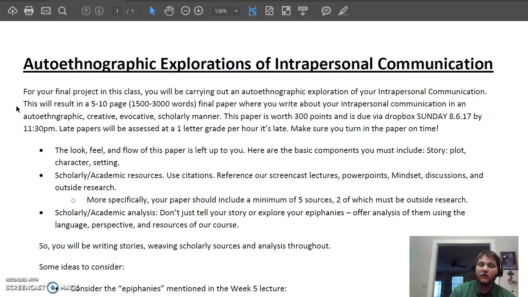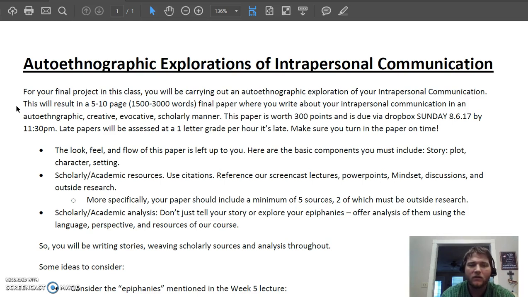In fact, specifically, I'm looking for 5 sources in your paper, okay? Make sure you use 5 sources. 2 of them need to be outside research. Everyone is going to be writing about different things, and so look for 2 outside sources, okay? I'm not picky about what types of sources those are, but I am looking for 2 outside sources.